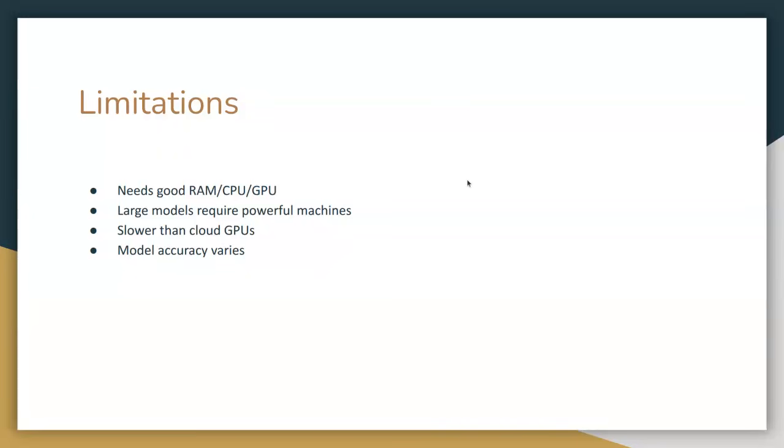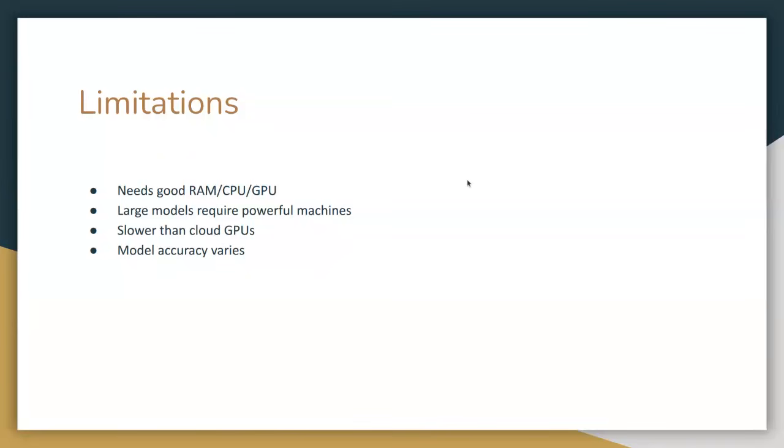Large models require a powerful machine. There are some models which are small, some intermediate, and some large. So if you want to run a large model from Ollama, you require powerful machines to comply with such models. It's slower than cloud GPU, but that's obvious. Cloud GPUs have their own built-in infrastructure, with thousands of GPUs in the backend.